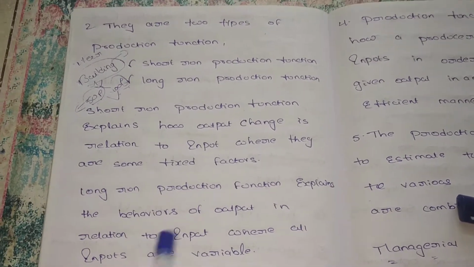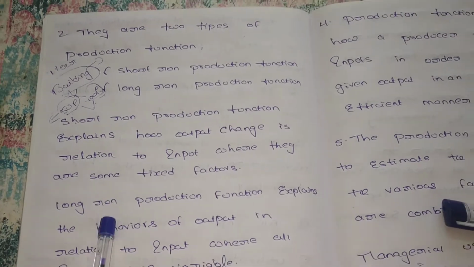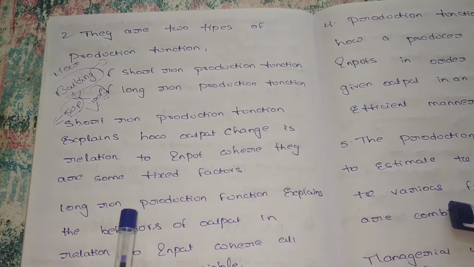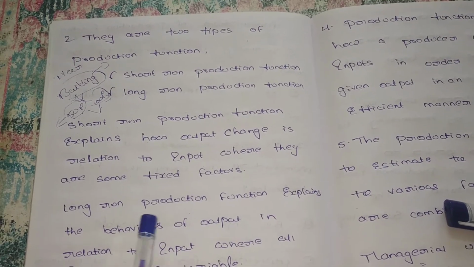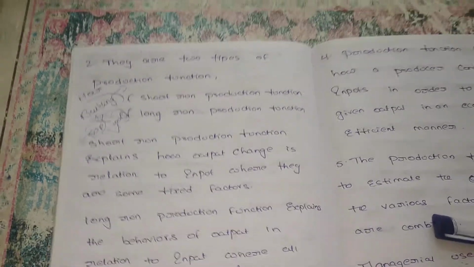In the long run, all inputs are variables. But in the short run, some inputs are fixed. What are they? Building rent, transport charges, insurance on interest, etc. These are all fixed. But when compared to the long run, all are variable.